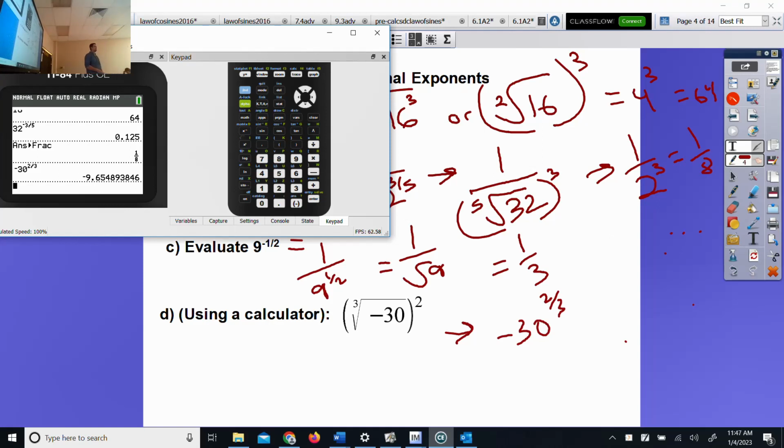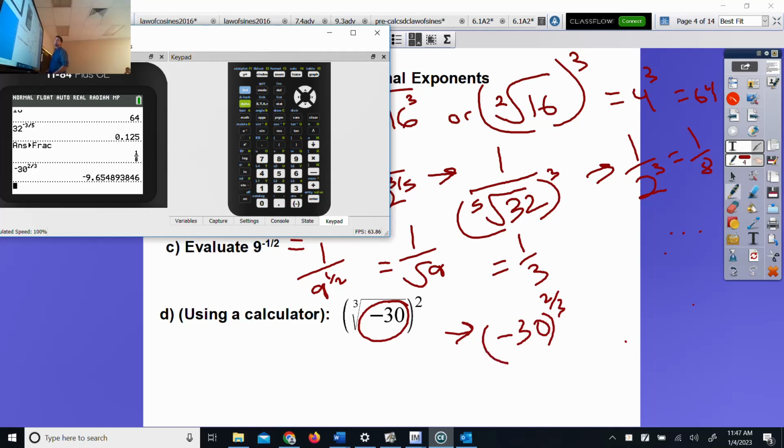You know why your calculator gave you the wrong answer? It didn't. You told it the wrong thing, kids. All of this has an exponent of 2/3. Not just part of it. When you wrote negative 30 to 2/3, you forgot about the negativity.